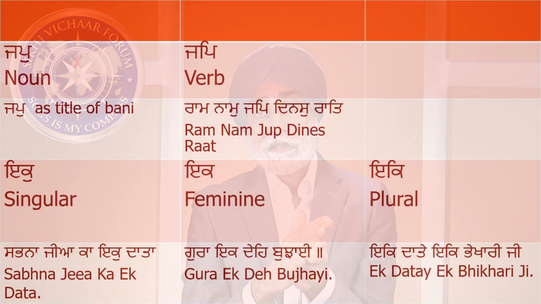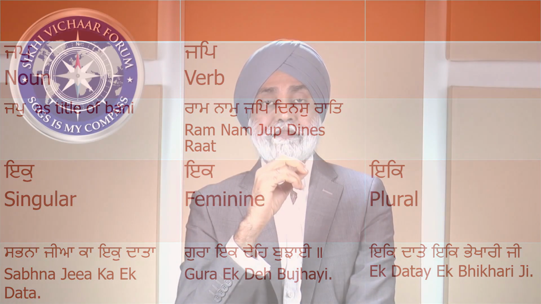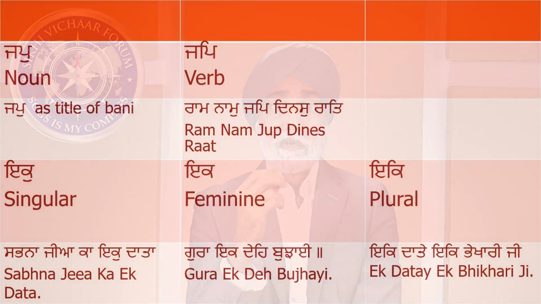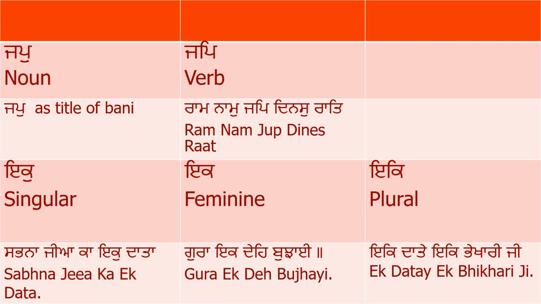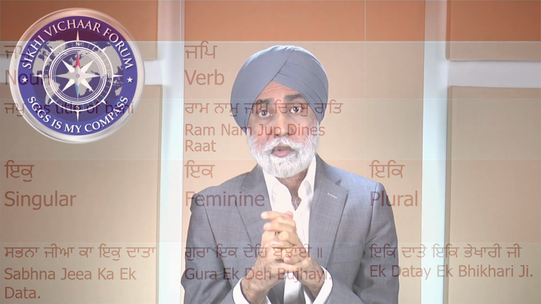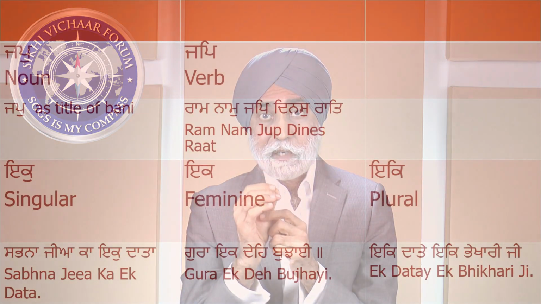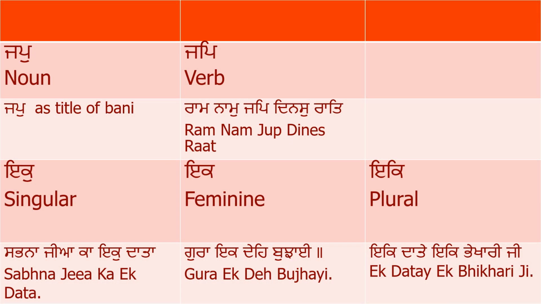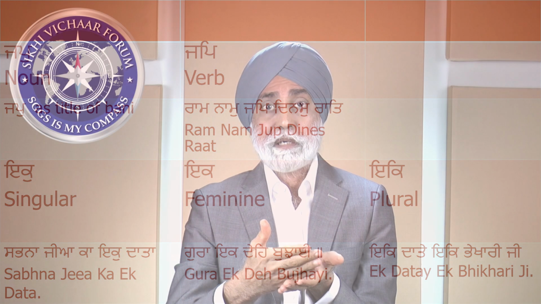Sabna jiyan ka ek data. Then we have ekka where the onkar is removed. This means the gender of the word is being converted to feminine. The verse is Gora ek de bujai. The word ek is feminine because bujai is feminine.